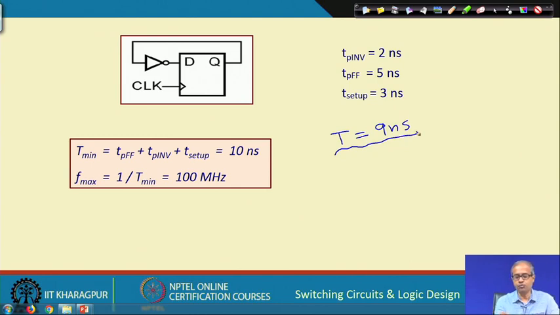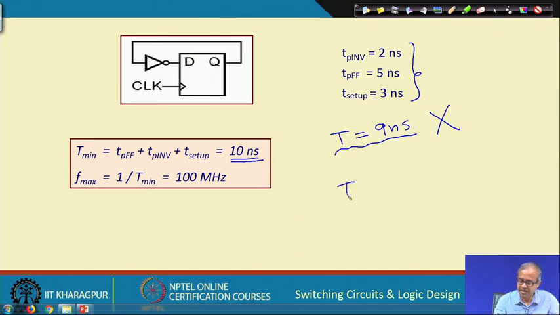So, what we have to do when we are designing a circuit is make this calculation and see whether 9 nanoseconds is enough or not. In this case, we see that we need a minimum of 10 nanoseconds. So, this will lead to a timing violation. We cannot have a clock with a time period of 9 nanoseconds.